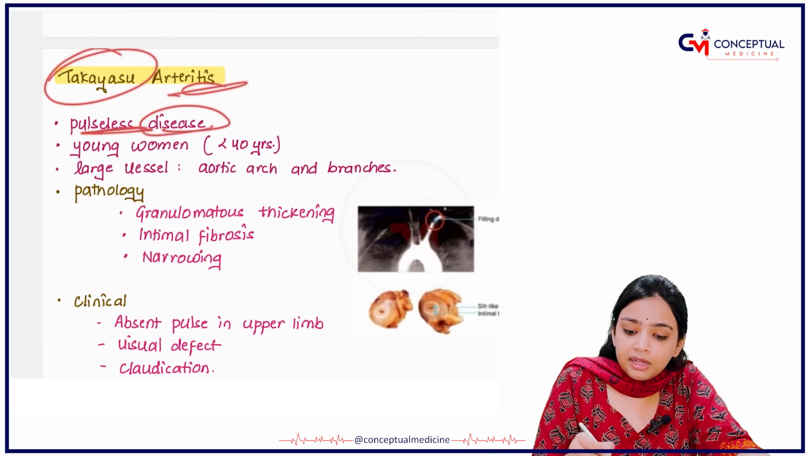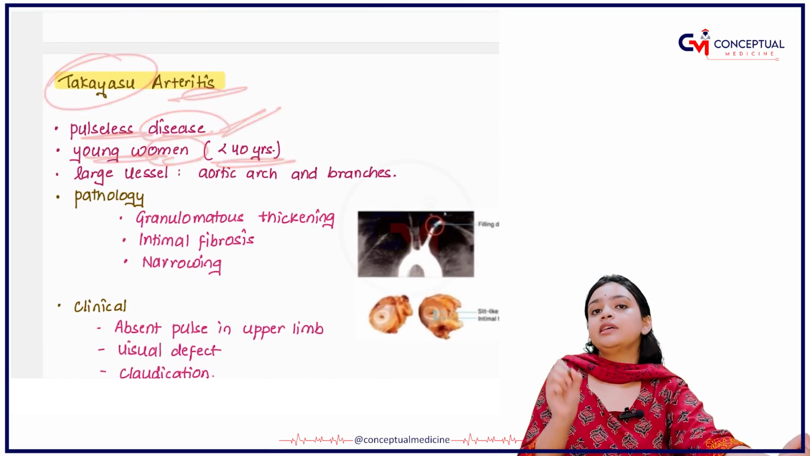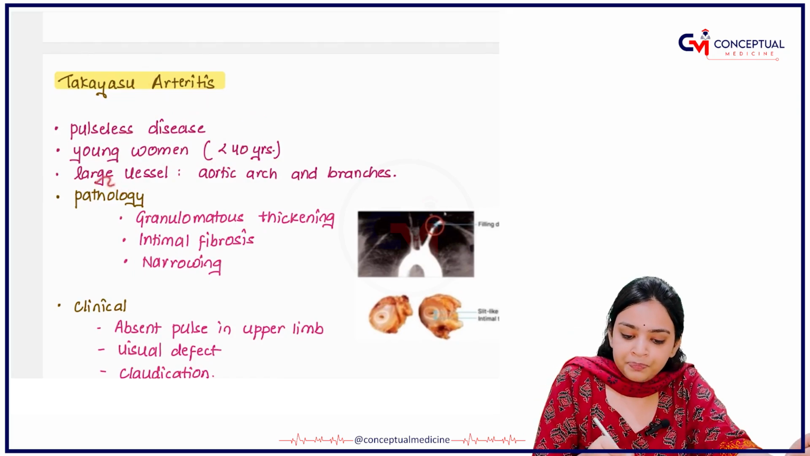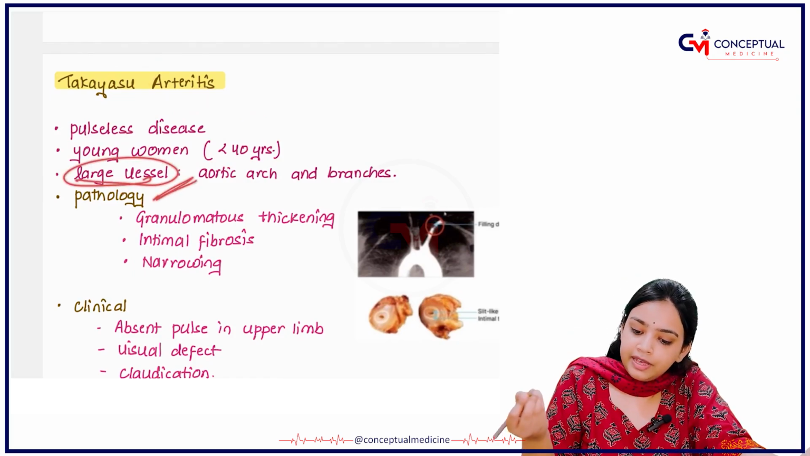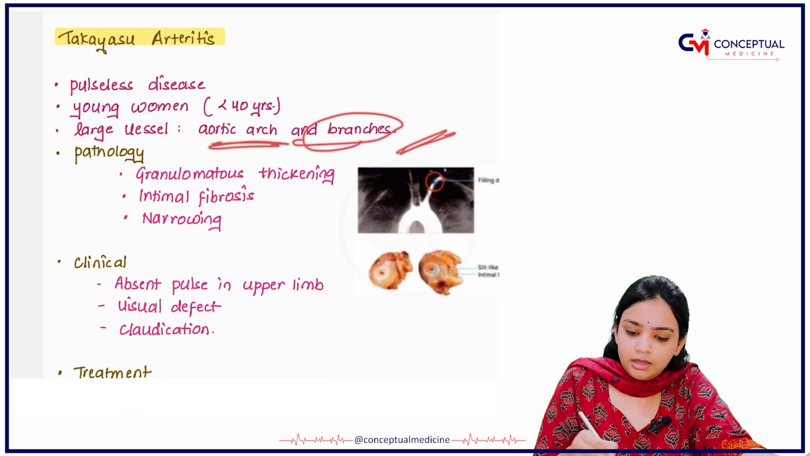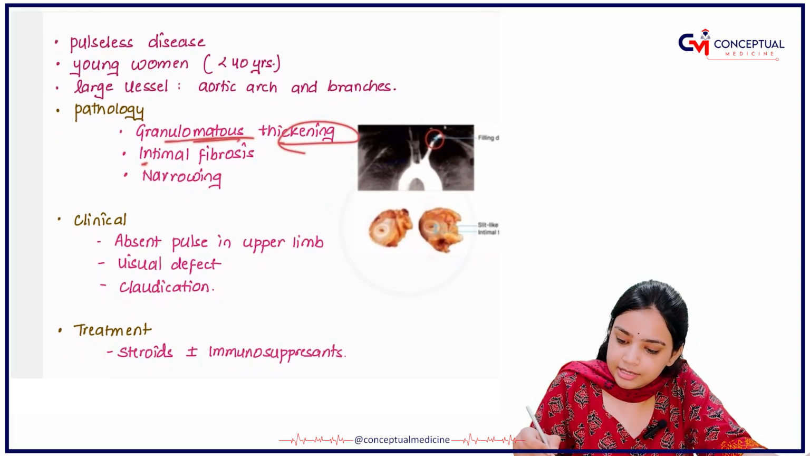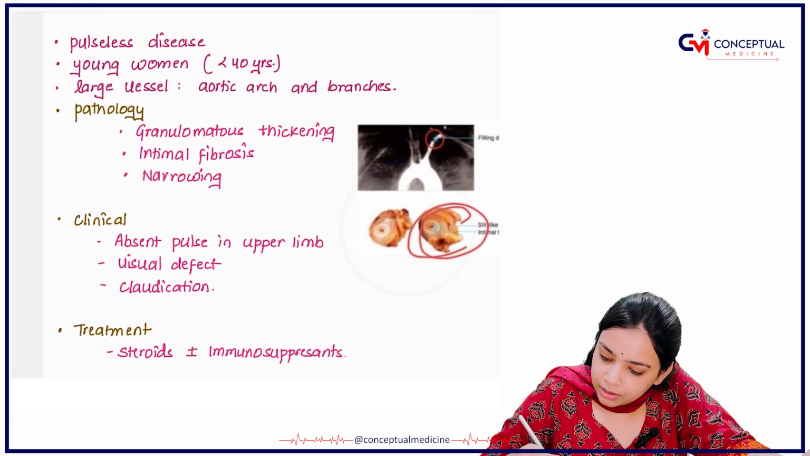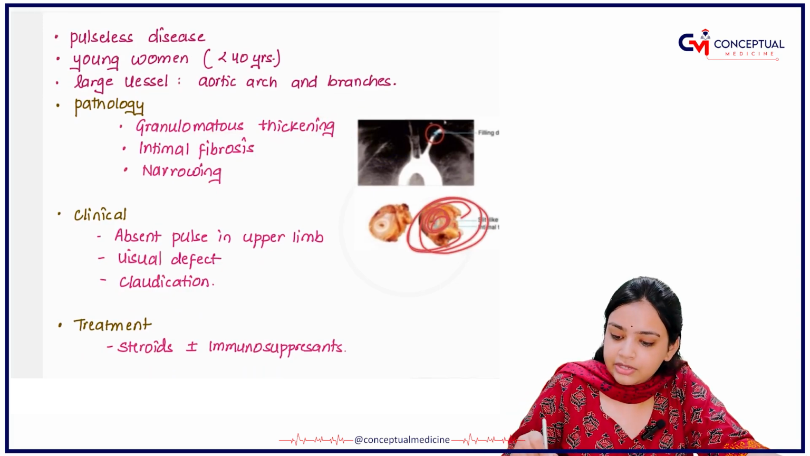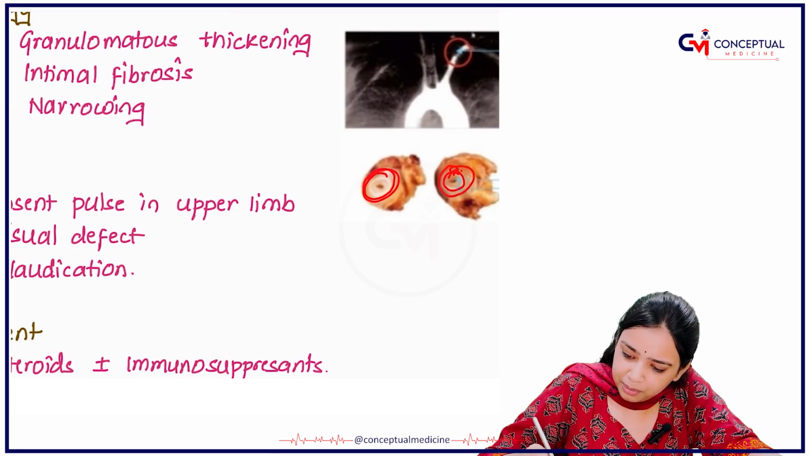Takayasu arteritis is a pulseless disease. It is present in young women who are less than 40 years of age, and it is a large vessel vasculitis, involving the aortic arch and its branches. Pathology, you will be able to see the granulomatous thickening. See, here you will be able to see some thickening of the vessels. See this one, how clean it is, right? And see here how much deposit.